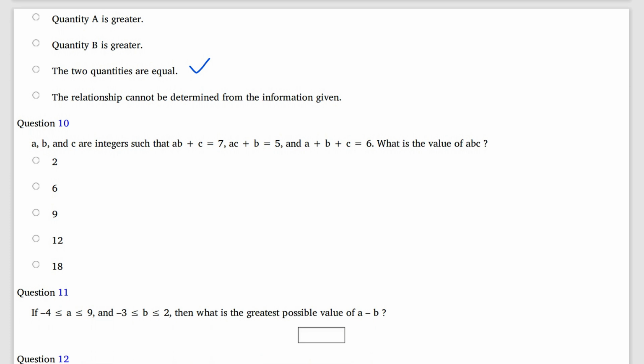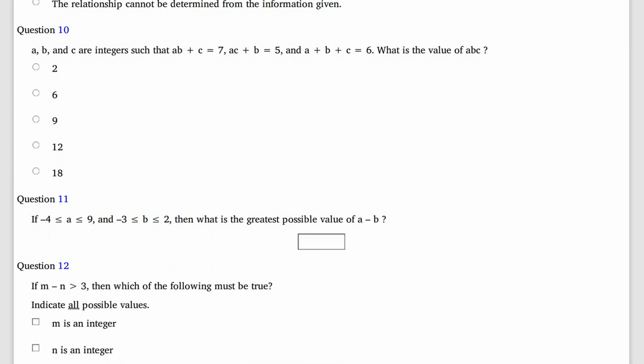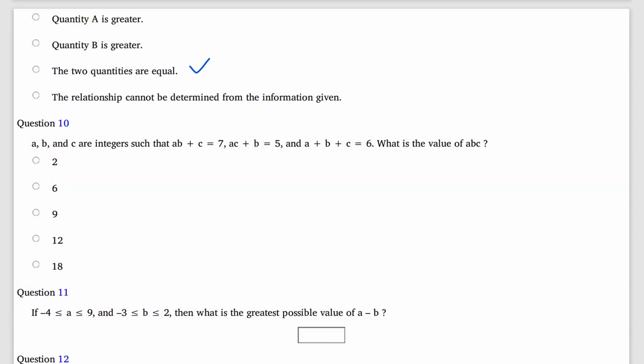Okay, next one. And then I can see we've got an inequality afterwards. Two inequalities afterwards. Question 10. A, B, and C are integers such that that, and then that, and then that. Three different equations. What is the value of A, B, C? What's the quickest way of solving that?